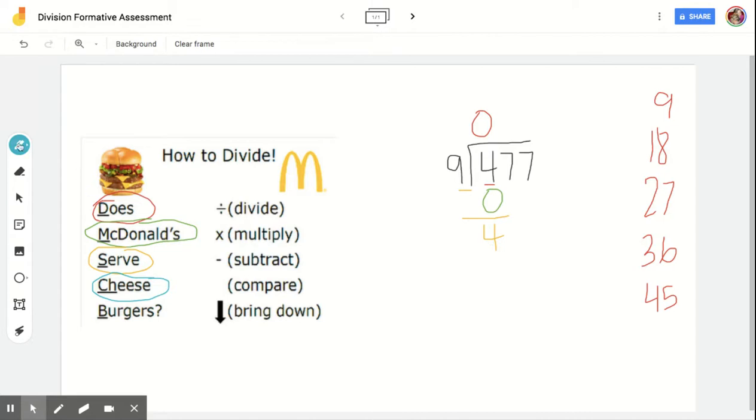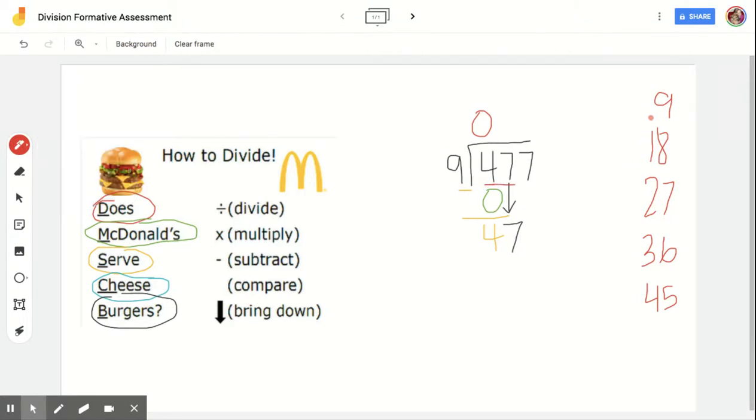So after we check, we're going to bring down the next number. That's what burger stands for. So we're going to bring down the 7. So I'm left with 47. And we're done with the steps, so we're going to start over and keep going. So we're going to start with divide. We want to know how many times 9 can go into 47.